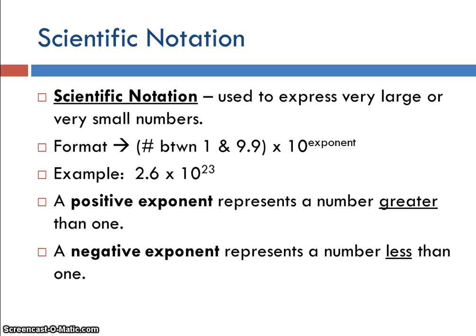The exponent is going to tell you whether it's a really big number or a really small number. So if it's a positive exponent, if it's 10 raised to a positive number, it means the value of that entire number is greater than 1. If the value of the exponent is negative, it just means that the number is less than 1.